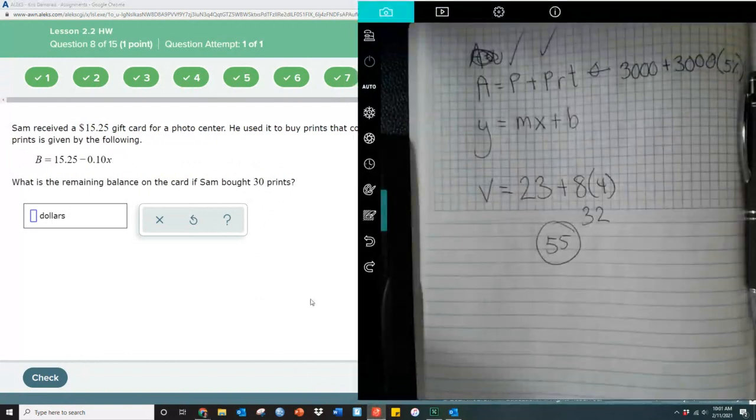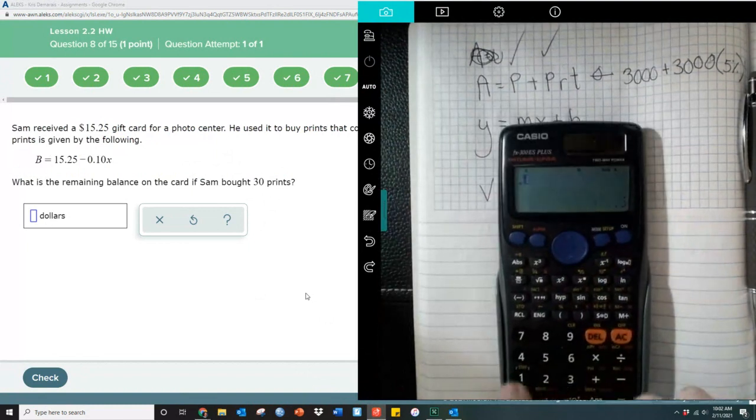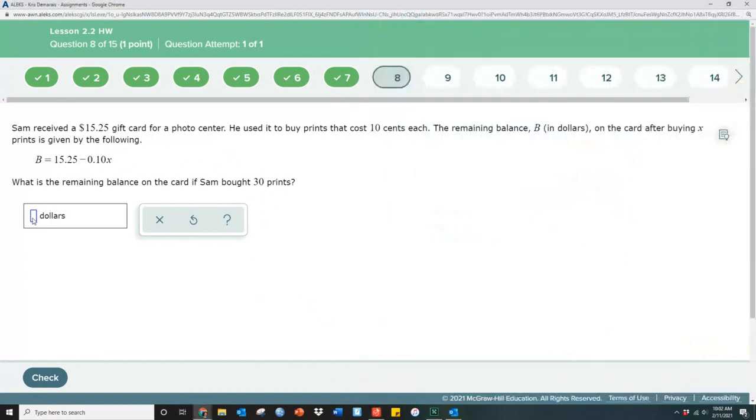So, I mean, you're allowed to use a calculator, right? So here it's just a matter of multiplying. Well, 30 times 0.1, it's going to be 3, right? And if you don't know that, it doesn't matter. You can just do 0.1 times 30, and it'll give you 3. You're subtracting that from 15.25. So 3 subtracted from 15 is going to give you 12. So the answer is 12.25.